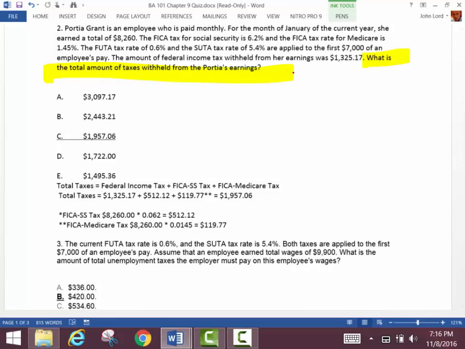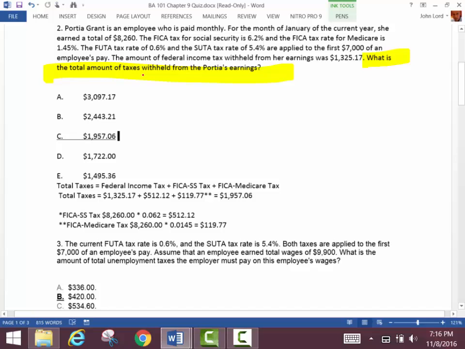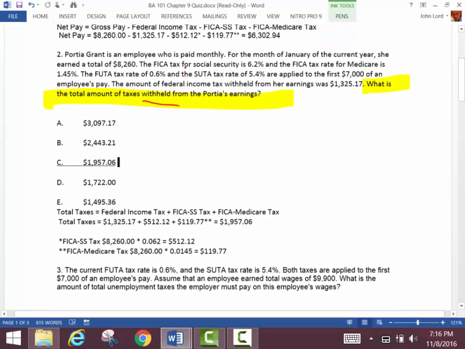So they're asking me the amount what? The amount withheld, aren't they? And so since they're asking me for the amount withheld, I'm just going to pick up those amounts that are paid by the employee, right? Yes. Okay, so she earned a total of 8,260. I'm just going to write that off to the side here.